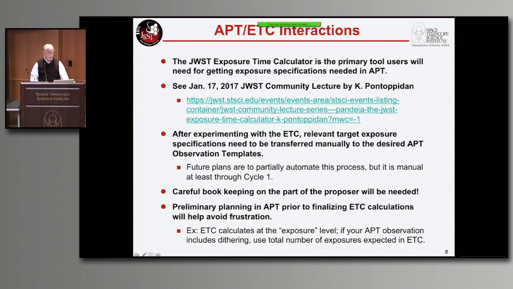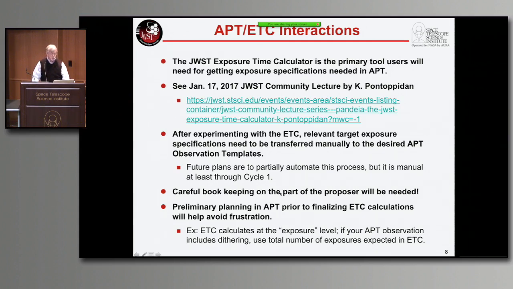After experimenting some with the ETC, you'll have a lot of different runs. Some of them will be the ones you really want to transfer. That information in cycle 1 will have to get transferred manually over into the APT templates. We are in discussion about doing something more sophisticated in the future that would automate or partially automate this process, but that's not going to be there for cycle 1. So be aware of that. ETC is where you get your exposure information. Also, at some point in the near future, hopefully the target acquisition aspects will also be done through the ETC, so the information for target acqs that you need in APT will also come from the exposure time calculator.